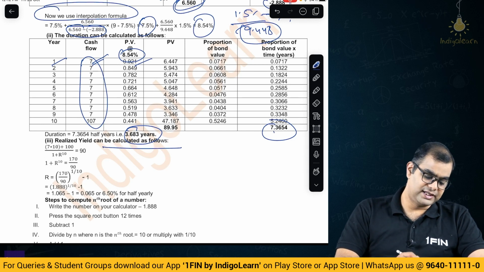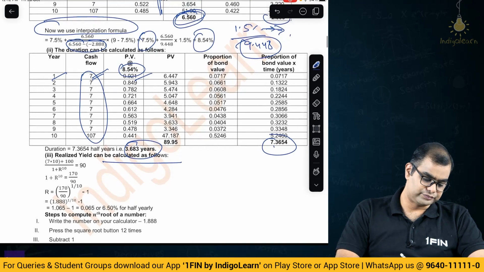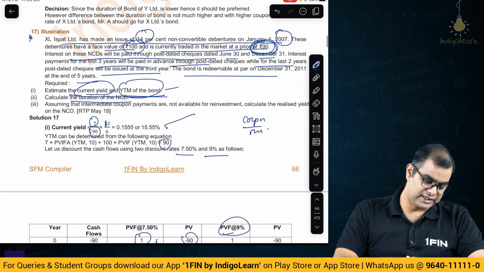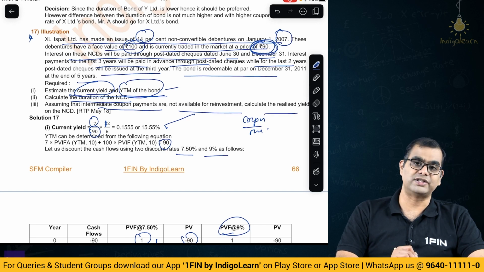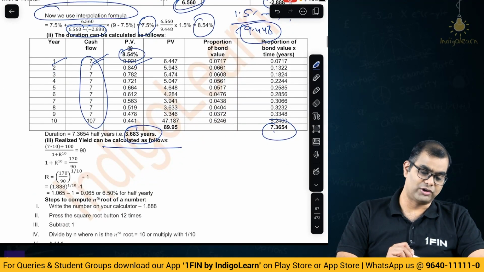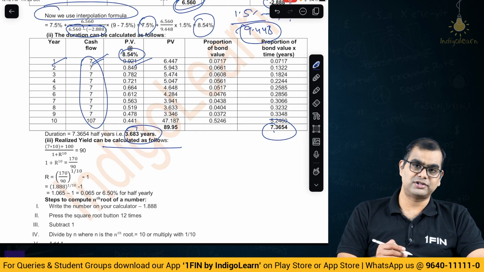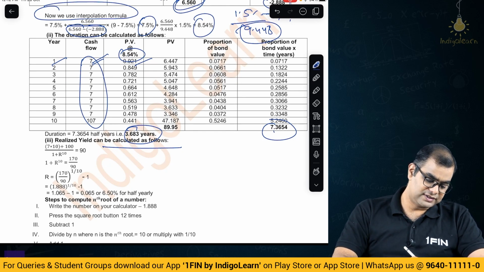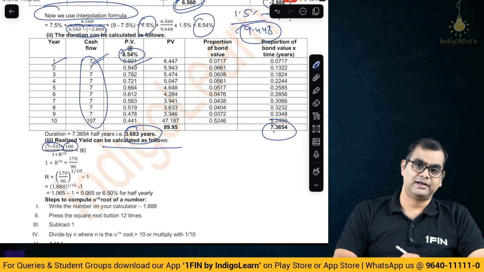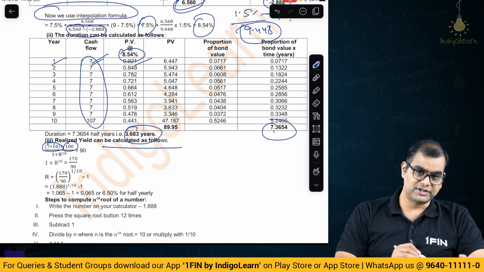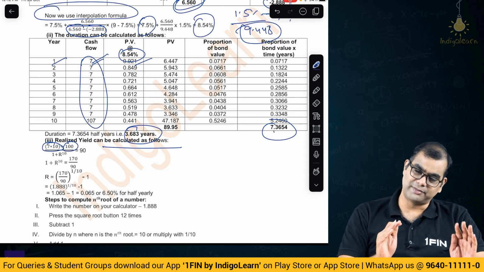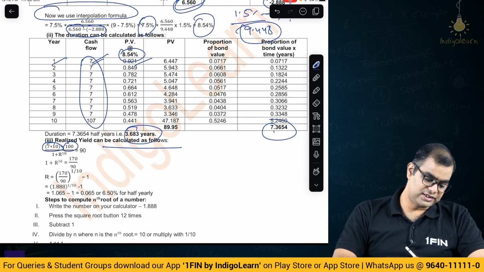Now, what is realized yield? Realized yield, that is the next part of the question, right? Assuming the intermediate coupon payments are not available for investment, calculate the realized yield. What is this whole realized yield story? Those coupon payments you cannot reinvest. So, what is the value of coupons that you will receive? 10 coupons of 7 rupees plus 100, which is the maturity value. Both of them you will receive. Because you are not reinvesting the coupons, the money lies as it is. So that is the total inflow.